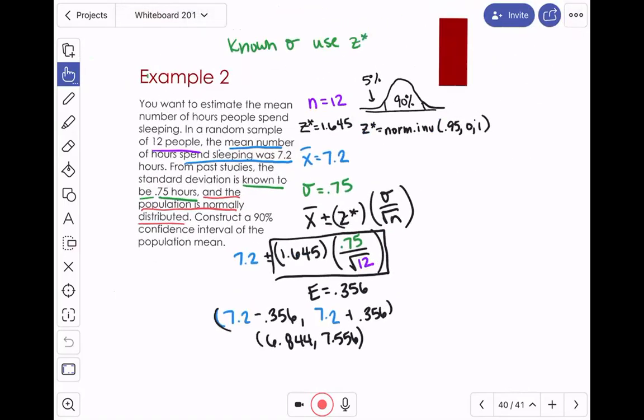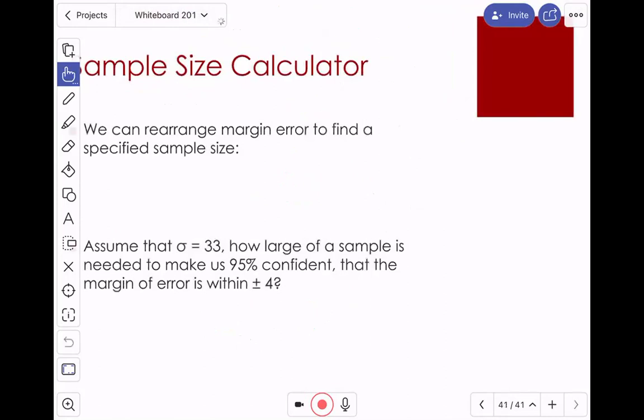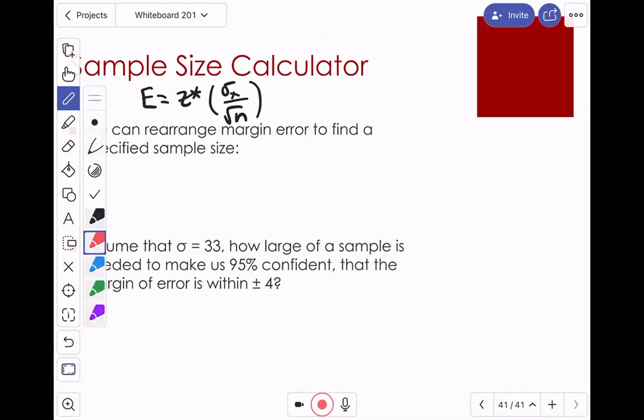So that's how you calculate a confidence interval when sigma is known. The other thing we can do is calculate what we call a sample size. Certain times we want a specified margin of error, and you need a certain sample size to do that. If you rearrange the margin of error formula to calculate for N instead of E, remember E is equal to Z star times sigma over the square root of N. If you rearrange that for the variable N, you get N is equal to Z star times sigma over E, squared.